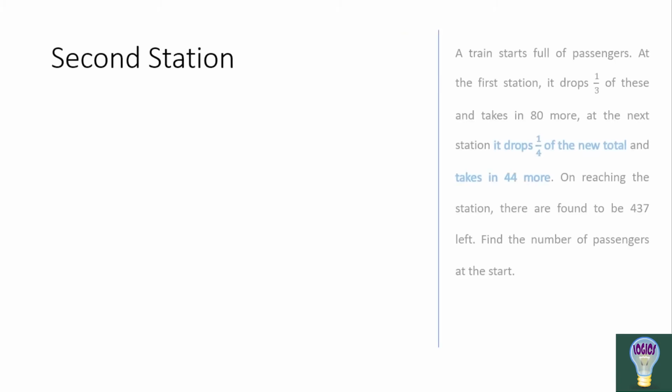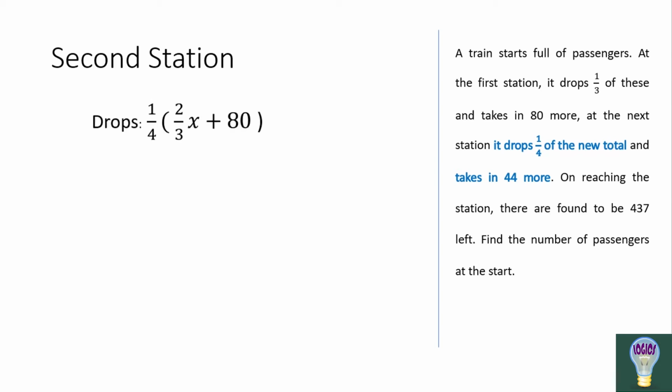Okay, now let's look at the second station. We know that the passengers in the train currently after leaving the first station are 2/3 of X plus 80. So at the second station, it drops 1/4 of the new total. And we can write this down as 1/4 of the total, that is 2/3 of X plus 80.